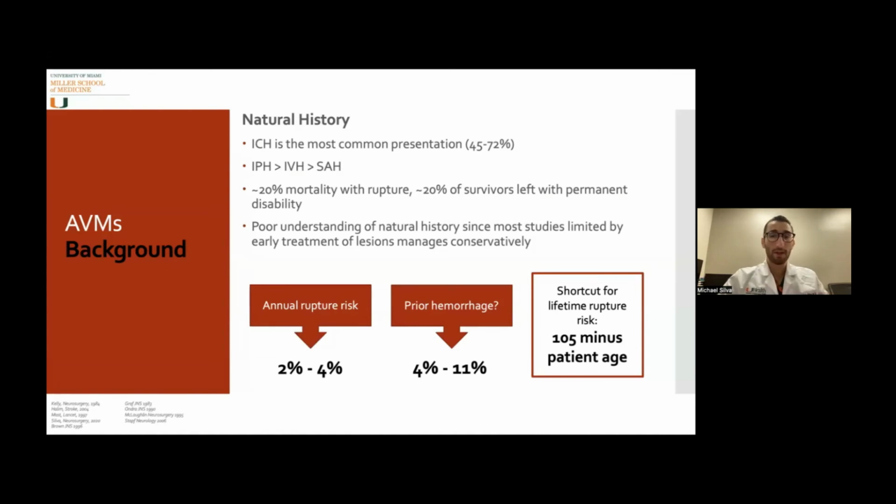Some groups have proposed a shortcut way of calculating the patient's lifetime rupture risk, which is 105 minus the patient's age. These often affect young patients, and it's important to think about adding up that annual rupture risk over the many years that they may have to live, especially if you're talking about a teenager or a 30-year-old. And so the 105 calculation is a rough way to think about it.